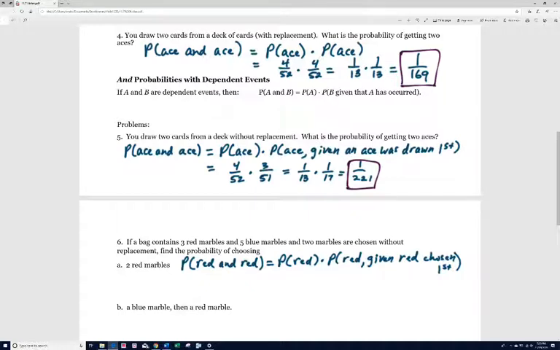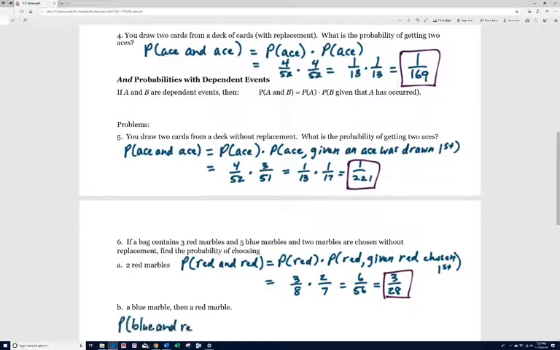So the probability of getting a red, well, there's 3 red marbles out of a total of 8, 3 plus 5. But now when I choose the second one, the probability of getting a red marble, there's only 2 red marbles left, and there's only 7 total marbles left. So 2/7 is the probability of getting your second red. And now if you multiply these across and reduce, you get 3/28.